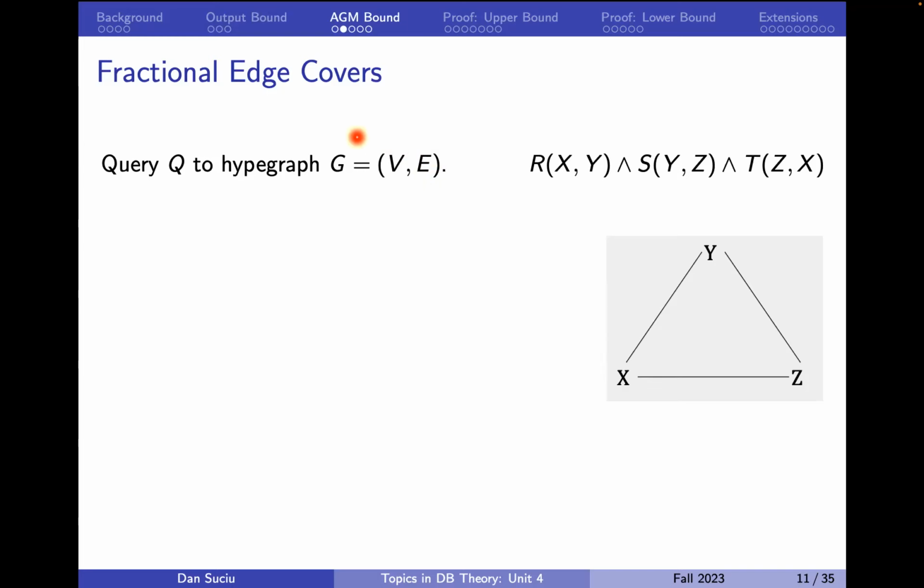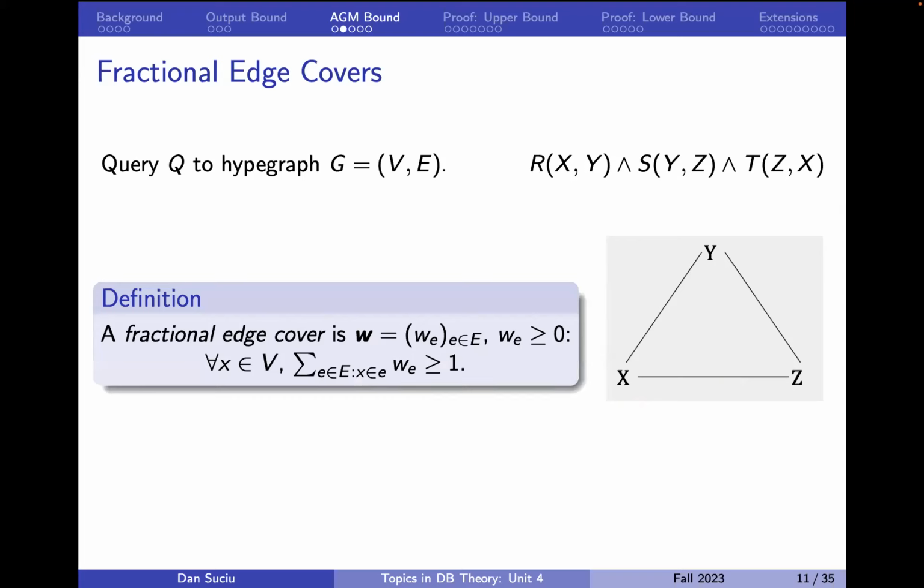As usual, we associate to the conjunctive query a hypergraph. In the case of the triangle, the hypergraph is a standard graph. And here comes the definition. A fractional edge cover of a hypergraph or of a conjunctive query is a tuple of non-negative numbers, one for each edge, for each hyperedge or for each atom, such that for every node, for every variable, the sum of the weights of all the hyperedges that contain that node is greater than or equal to 1.